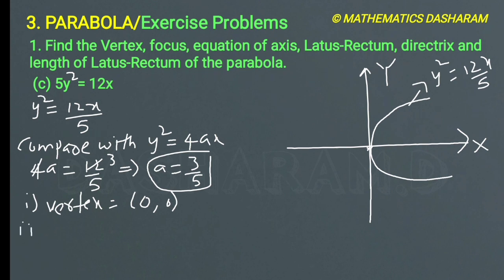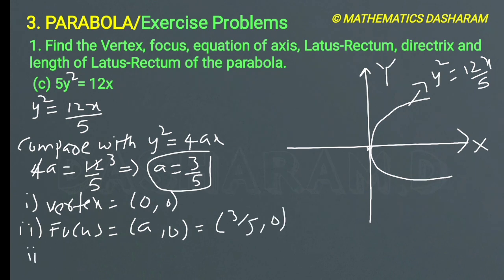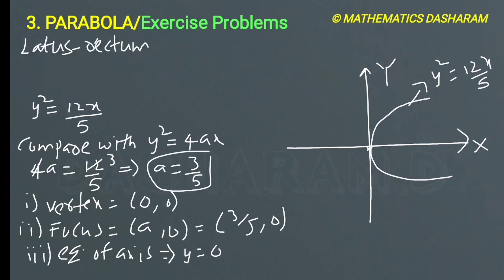Next, the second one is focus. Focus means fixed point. The fixed point formula is a, 0, with the a value 3 by 5, so 3 by 5, 0. Next, the third one is equation of the axis, that is y equals 0. Next, equation of the latus rectum, that is x equals a, so x equals 3 by 5.